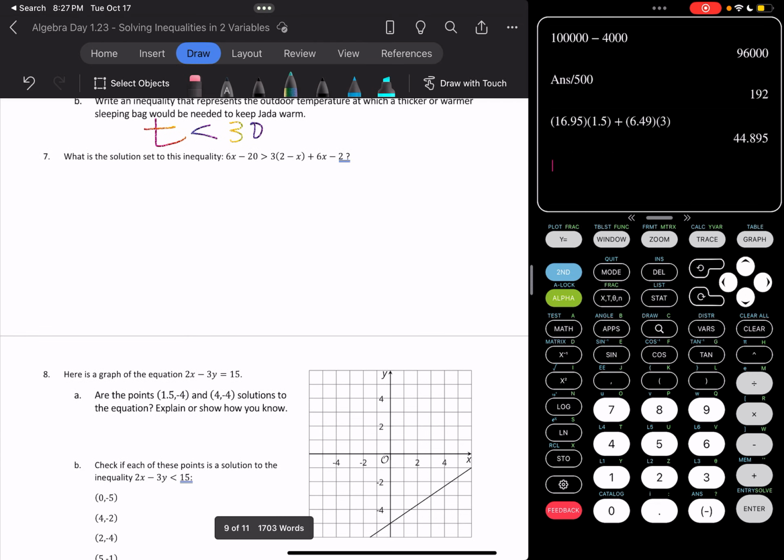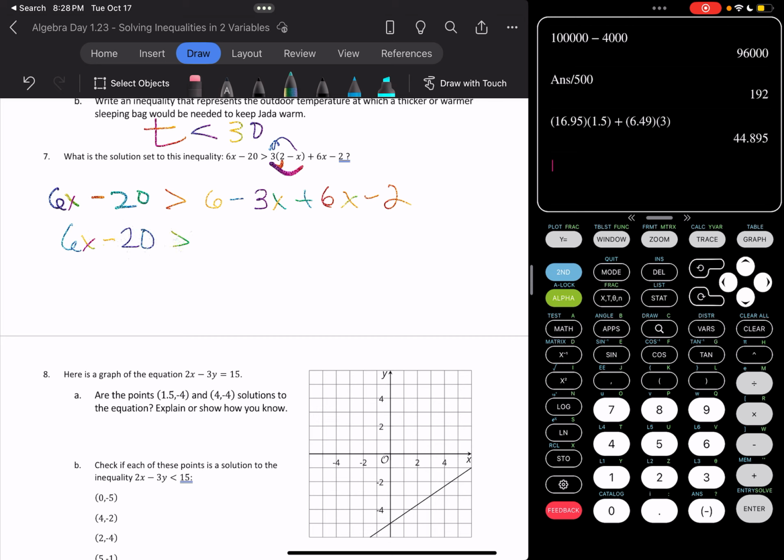All right, number 7 says, what is the solution to this inequality? In order to do this, I need to use my distributive property and simplify things first. So let's do that. 6x minus 20 is greater than 6 minus 3x, since I'm distributing that 3 right through here, plus 6x minus 2. So 6x minus 20 is greater than, let's combine like terms. I can combine negative 3x and positive 6x to be positive 3x. And then this is a positive 6 and a negative 2, which is positive 4.